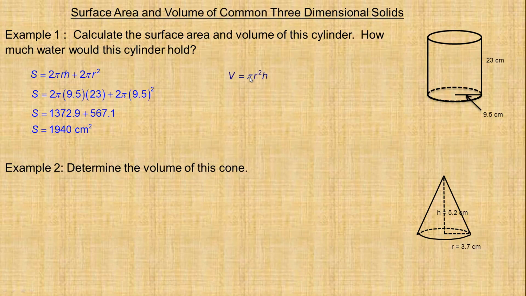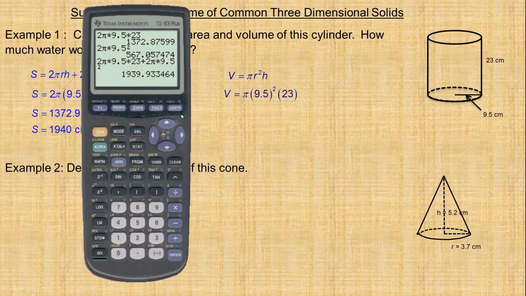So volume now. This is the volume formula for a cylinder. Volume is pi r squared times the height. And of course, same radius, same height as over here. So we would fill those all in. And of course, here's my calculation: pi times 9.5 squared times 23. So we're going to get about 6,521.